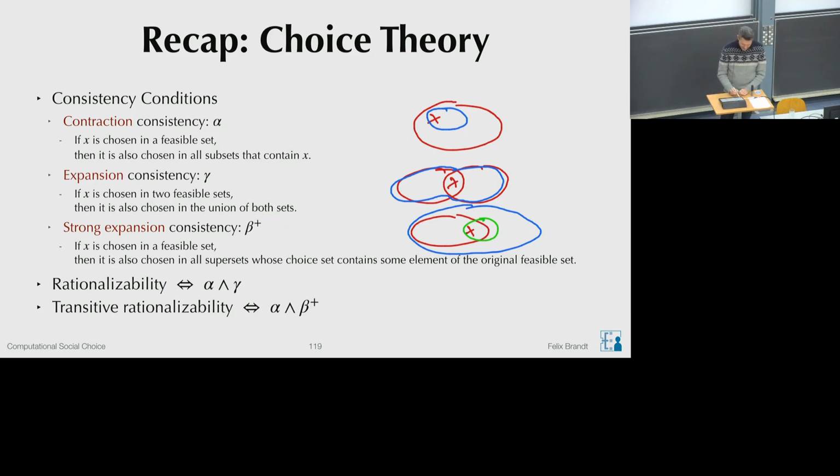Okay, and then the two essential statements that we had were that rationalizability is equivalent to alpha and gamma, so that was Sen's theorem, and then Arrow has shown that transitive rationalizability is equivalent to alpha and beta plus. Okay, and that means all these impossibilities that we have seen used at least rationalizability. Some of them used quasi-transitive rationalizability or even transitive rationalizability, but it means all of them used alpha and then they used different degrees of expansion consistency.